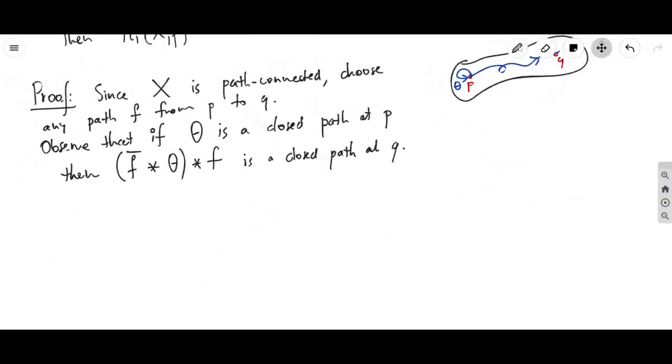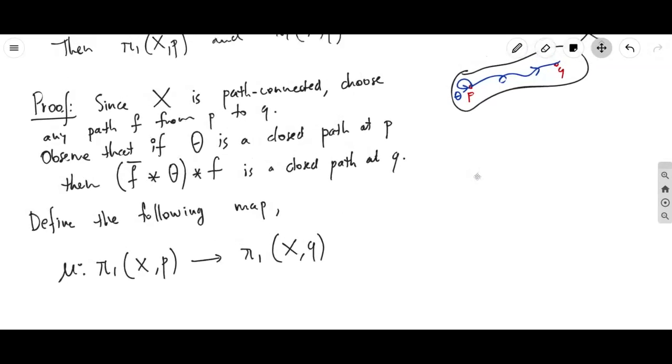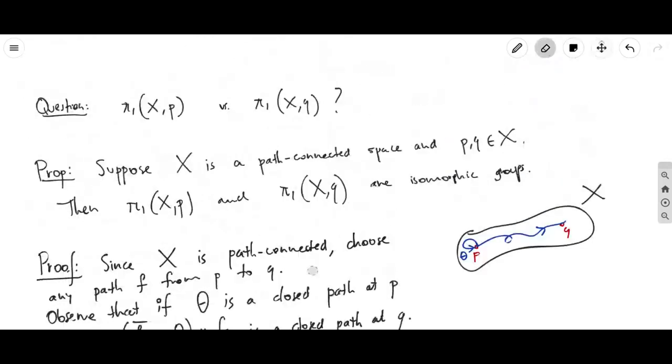Okay, so define the following map. I'm going to call this map mu for map. So this is going to be a map from the fundamental group of X at P to the fundamental group of X at Q. And so what are we trying to show? We're trying to show that these two groups are isomorphic.